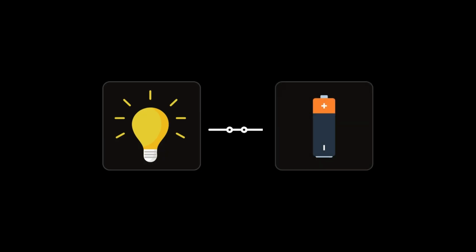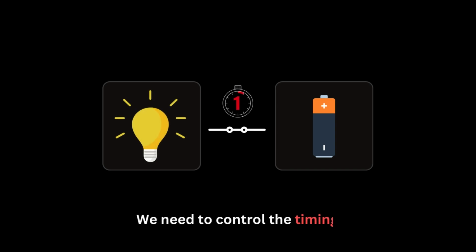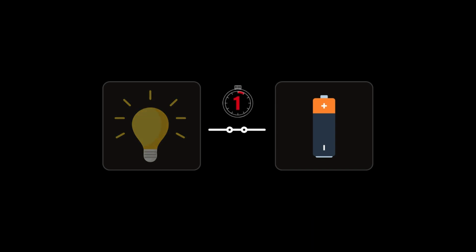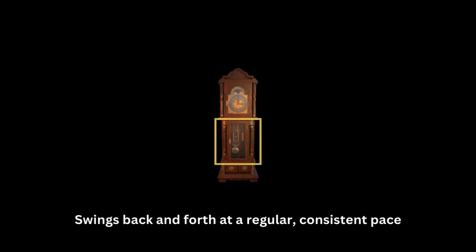Now, imagine you've connected a light bulb to the battery. To make the light blink at a steady pace, we need to control the timing. So how do we get the light to blink consistently with just a battery? You might remember from physics class that a pendulum in a grandfather clock swings back and forth at a regular, consistent pace. This design helps the clock keep time accurately.